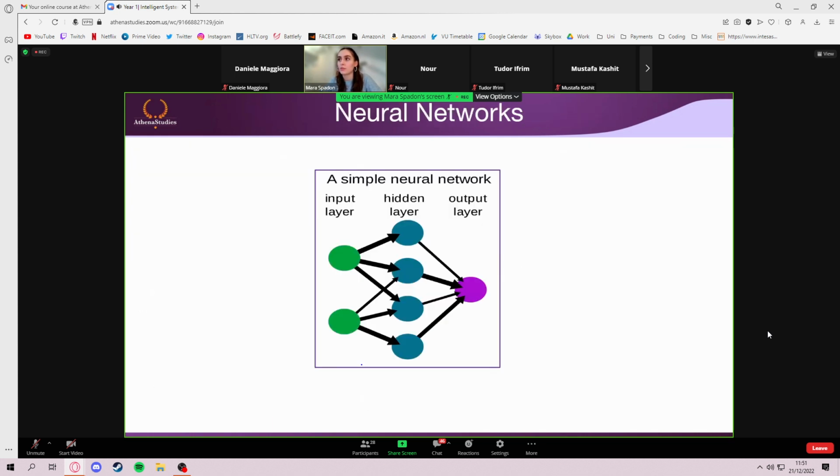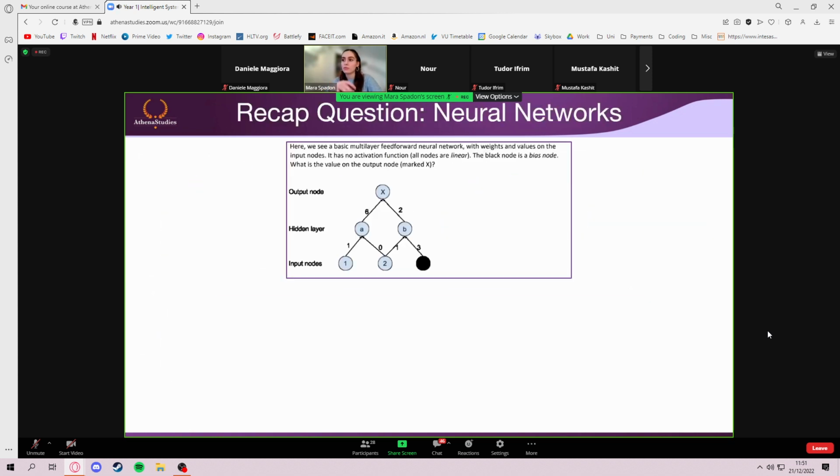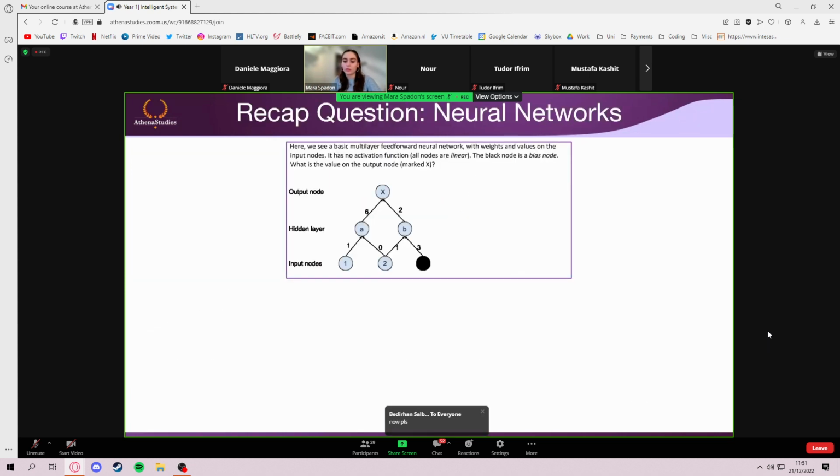Let's see. I think neural networks is the final one of these. And it's only 3 slides. Do you want me to go through it now and then we have a break? And then we can do the exam questions.